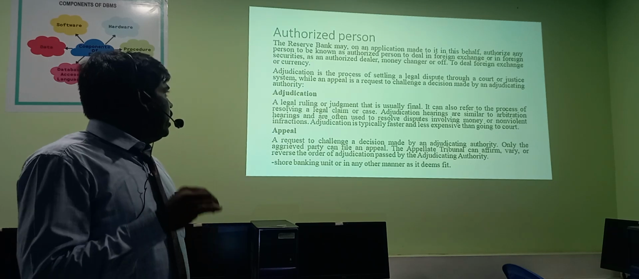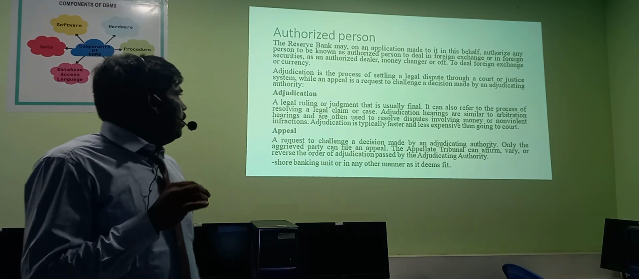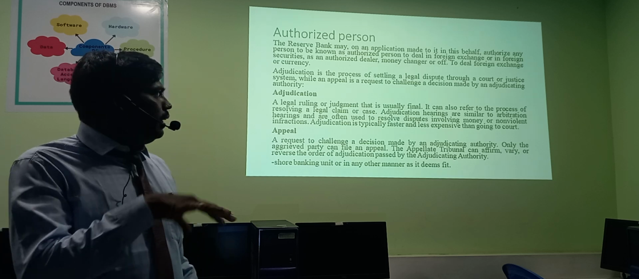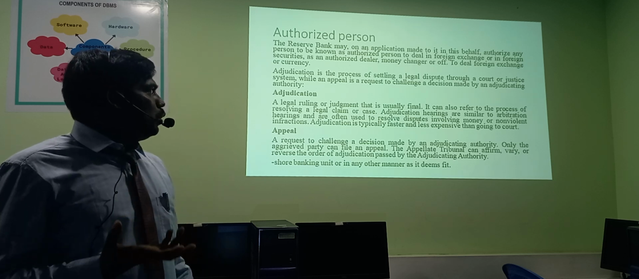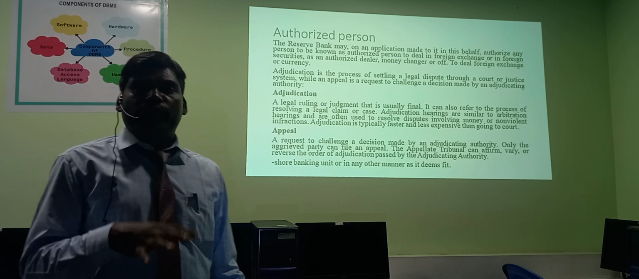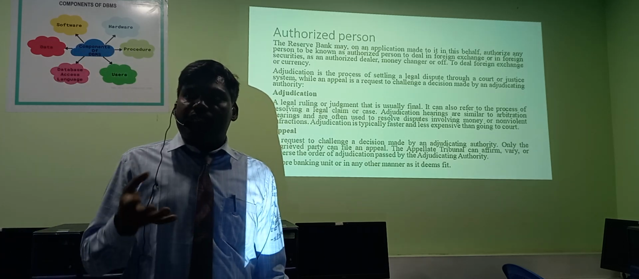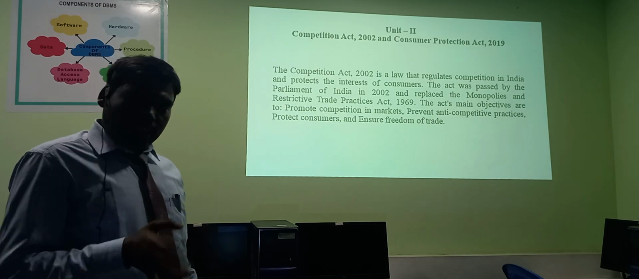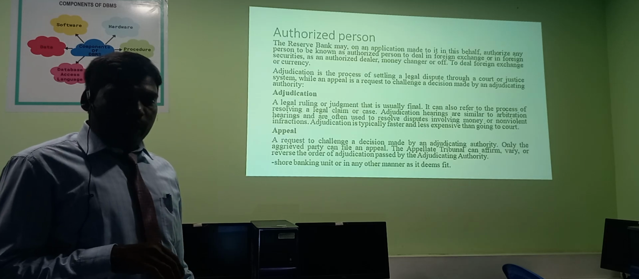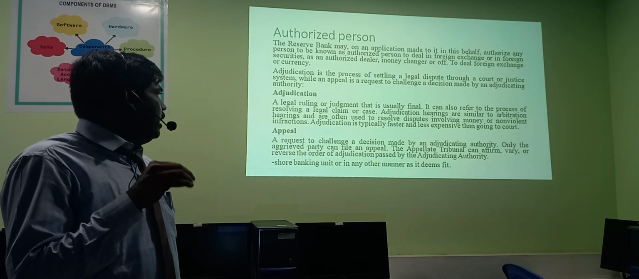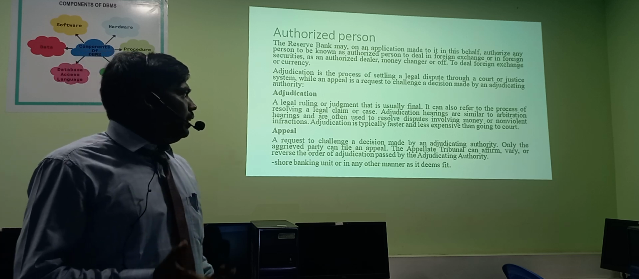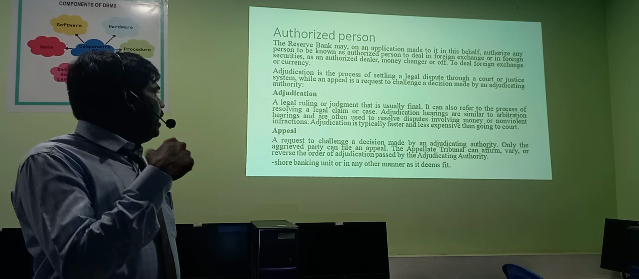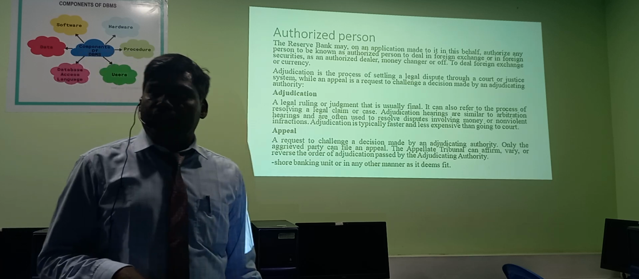So, adjudication. Adjudication is the legal ruling and judgment. Usually the final judgment will be given under the particular act. It can also refer to the process of resolving legal disputes under the particular act. If it is not in favor of the particular people, they can request to challenge the decision made by the adjudicating authority, and appeal against the authorized dealers.